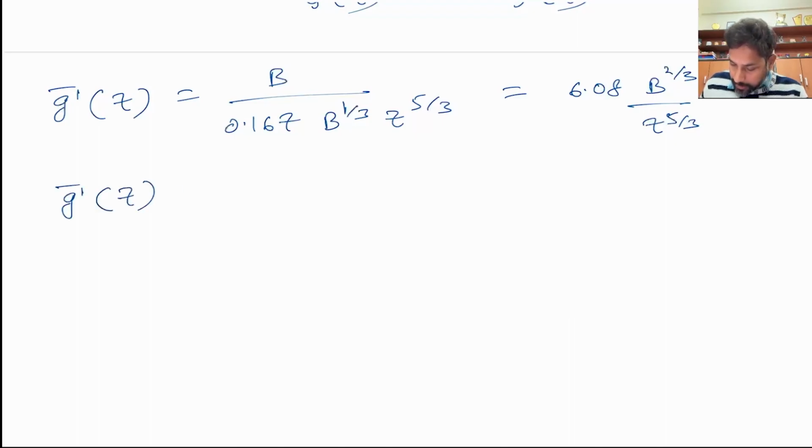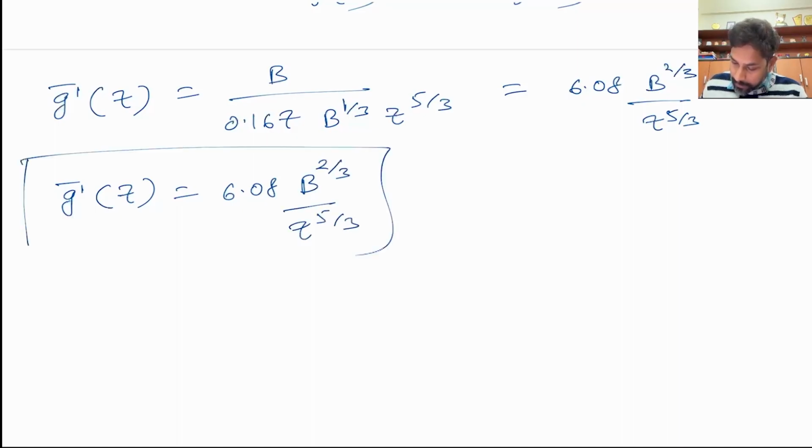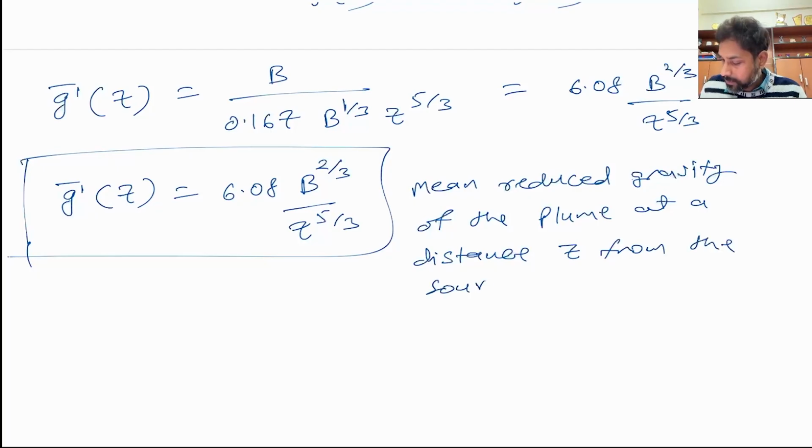G prime bar as a function of Z, which is simply equal to... okay, so this is the mean reduced gravity of the plume at a distance Z from the source, right? And you can see how G prime value is decreasing with Z.